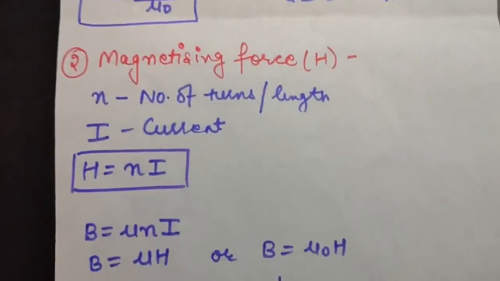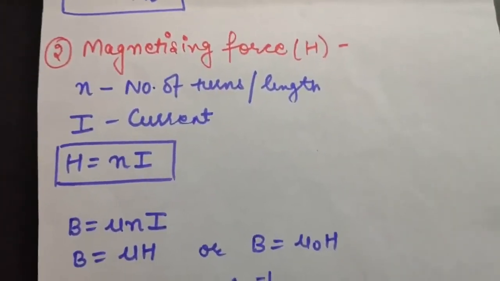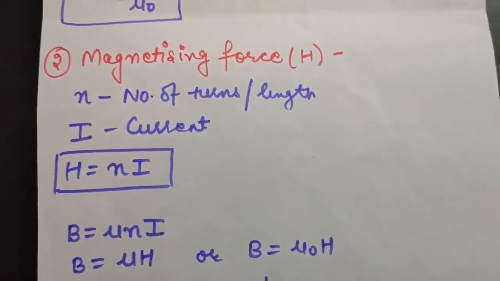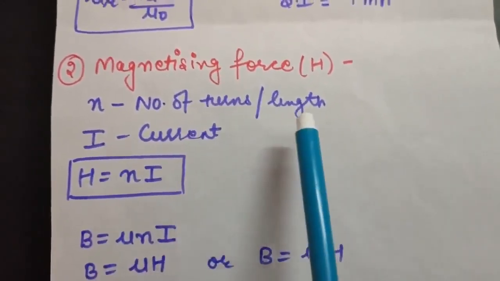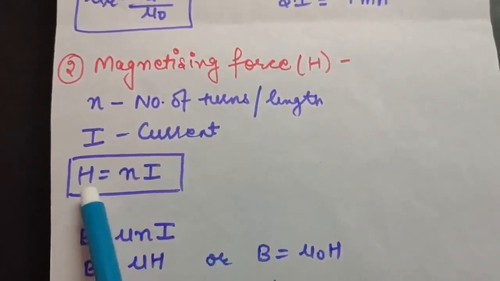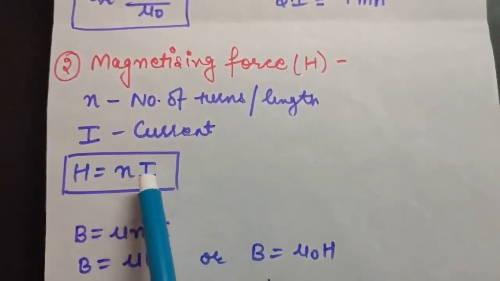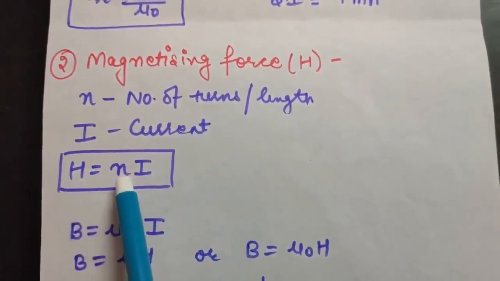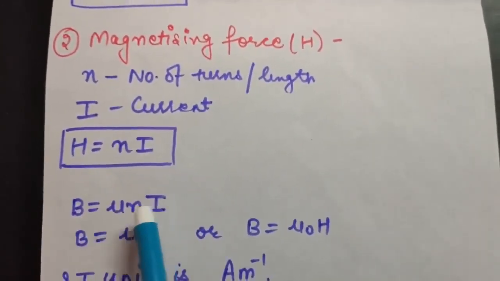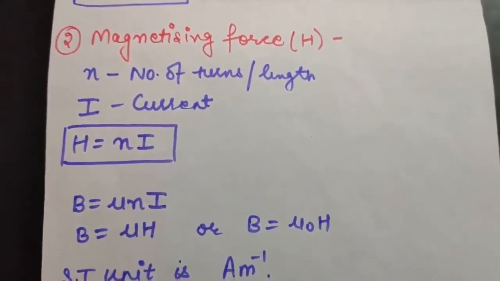Okay, so the second is magnetizing force, which is denoted by H. Now, suppose n is the number of turns per unit length in a material and I is current. So H is defined as the product of nI. So H is basically nI. Now as you know, B is equal to mu nI. You have studied mu naught nI, that was in vacuum.